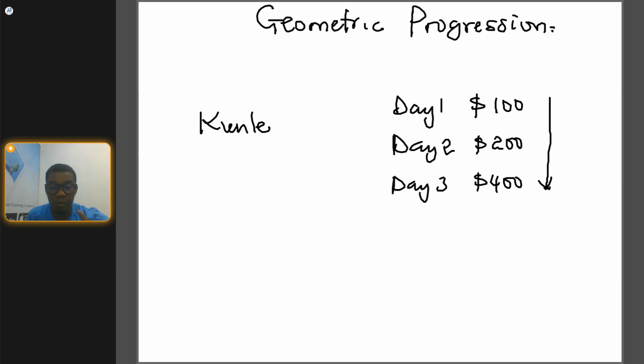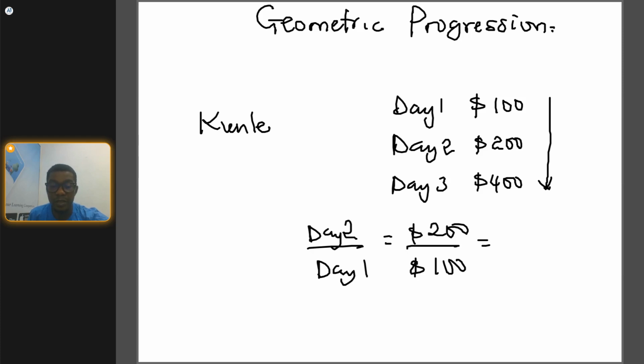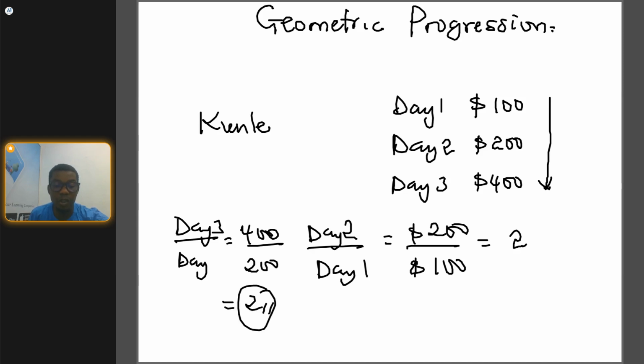which is double, double, okay? If I take day two savings divided by day one, that would be 200 US dollars divided by 100 US dollars, and what you're going to get is 2. If I consider day three savings over day two savings, we're going to have 400 US dollars over 200 US dollars. When you divide this, you have what? 2.